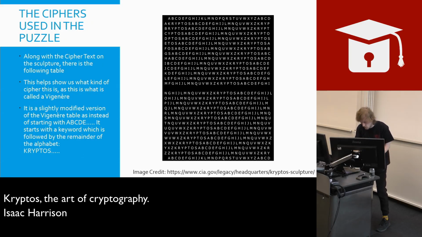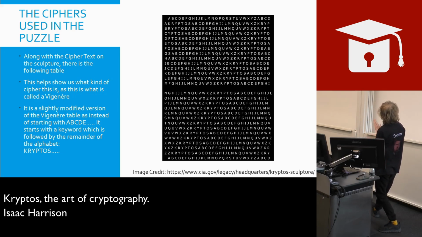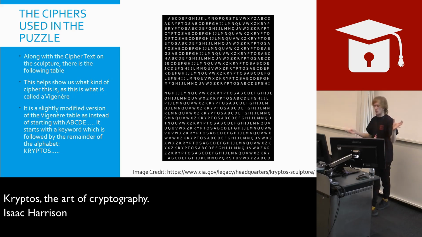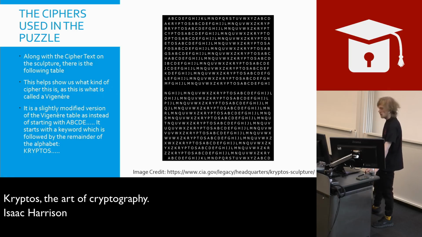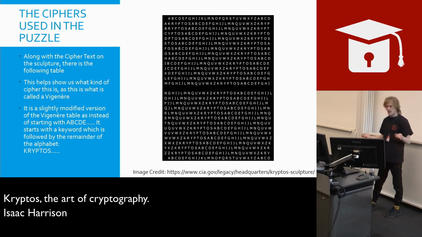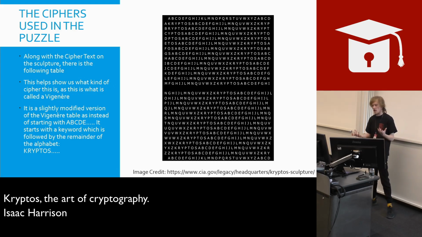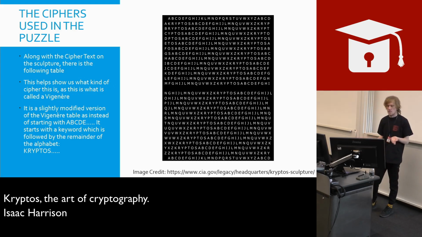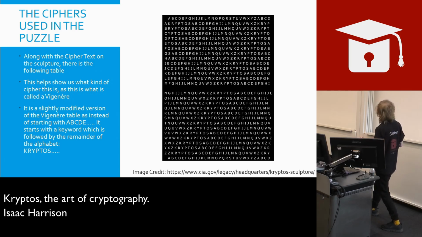So in Kryptos, in the puzzle, there are 2 bits of the puzzle. There's the big bit of ciphertext on one side of the puzzle, and on the other side of that sculpture is this. This is what we call a vignette table. The vignette table gives us a hint to what at least some other ciphers are going to be, because it's used to do one major.